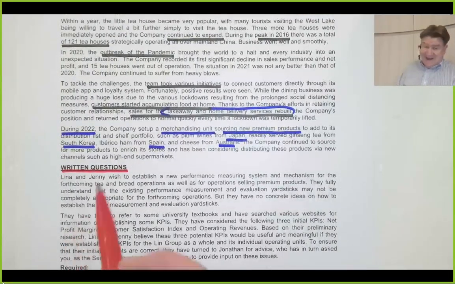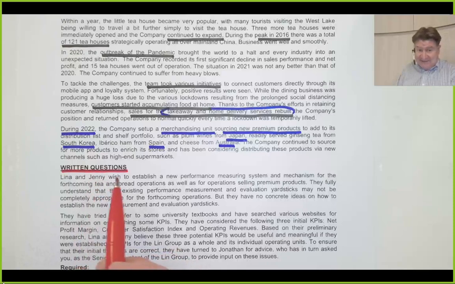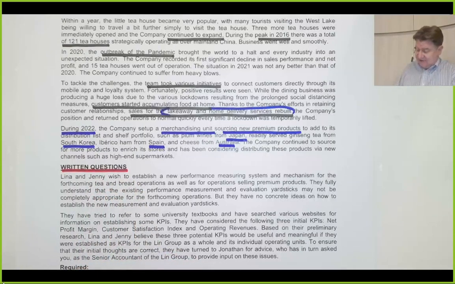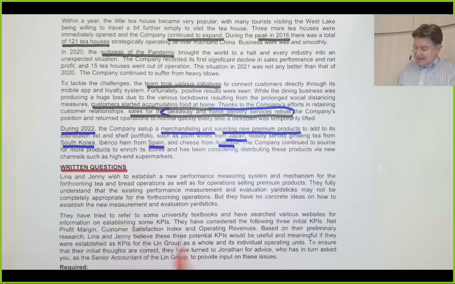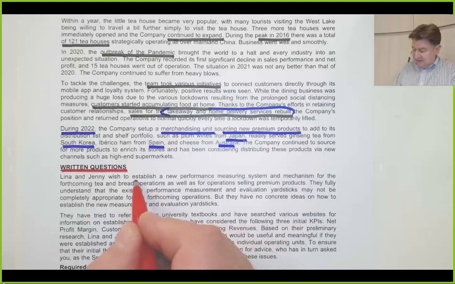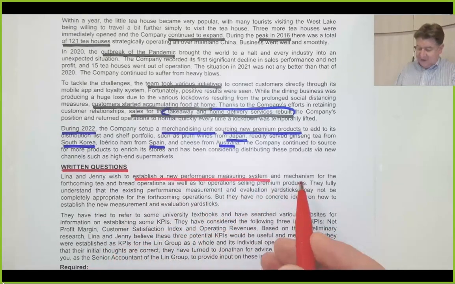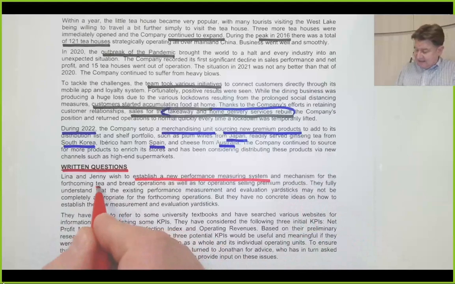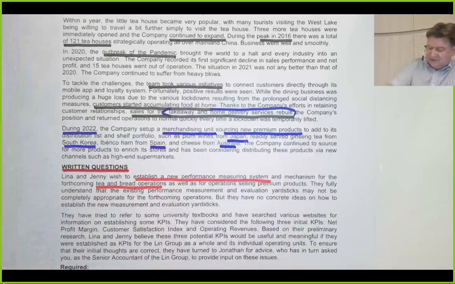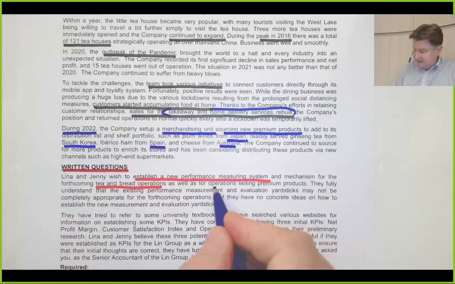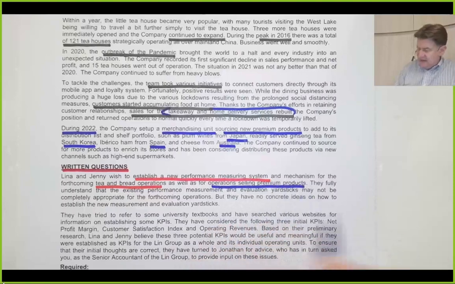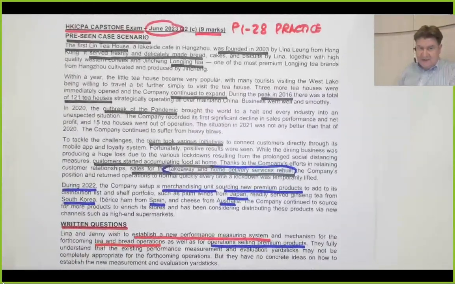First thing when you're in the actual exam, this is the exam day additional information you get. And look, we've got Lena and Jenny, and what they want to do is establish a new performance measuring system and mechanism for the forthcoming tea and bread operations, as well as operations, it says, for selling the premium products. So we saw that in the pre-seen here.